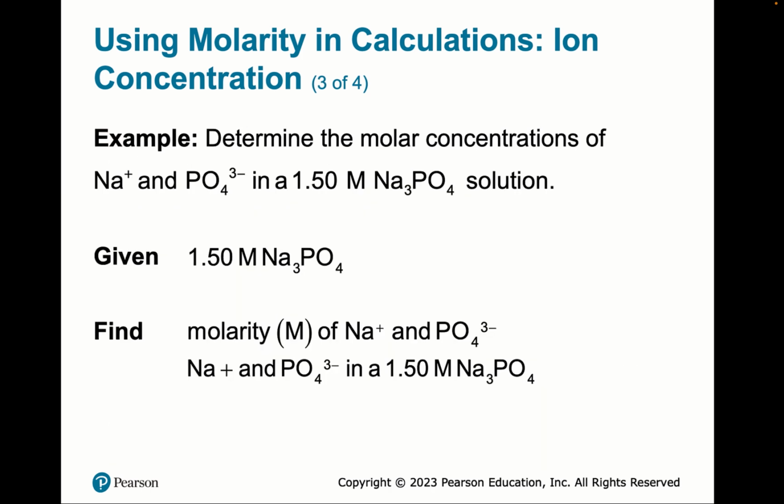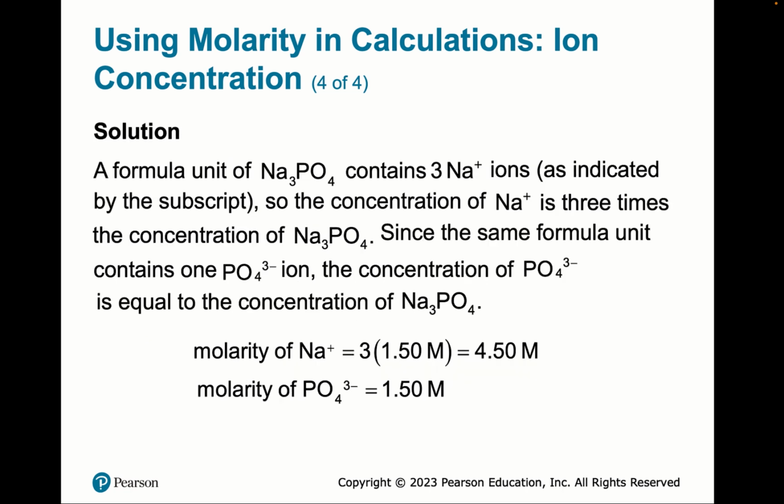So let's use an example here. What are the molar concentrations of sodium ion and phosphate in a 1.5 molar sodium phosphate solution? So we've got to figure out the moles of each. Sodium phosphate has 3 sodium ions, and because of that, we have to multiply the concentration by 3. So a 1.5 molar solution of sodium phosphate contains 4.5 moles of sodium and 1.5 moles of phosphate. And the total ions, of course, is 6.